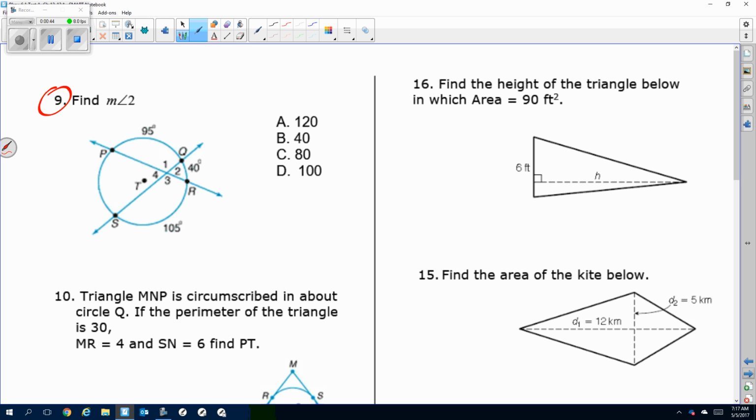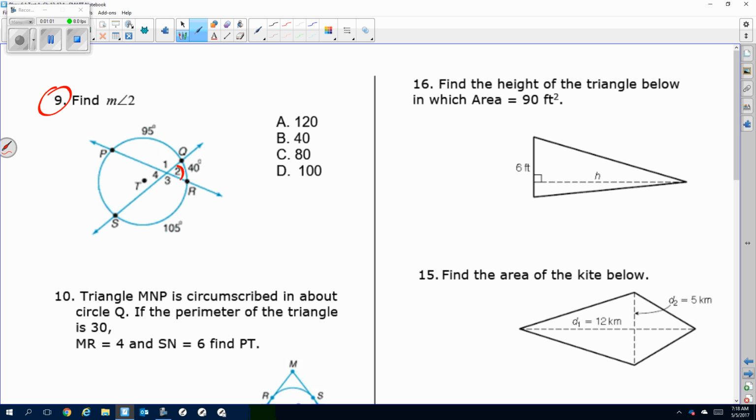Okay, so they want you to find the measure of angle 2. Angle 2 is right here. You want to put an arc there, you can use that. Now to find that, you have to know what type of angle that is. And that pink paper, if you need to look at notes to review the information on it, I'm going to go ahead and tell you the rule.